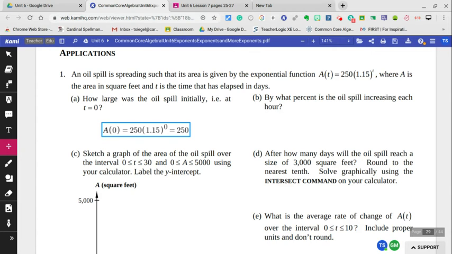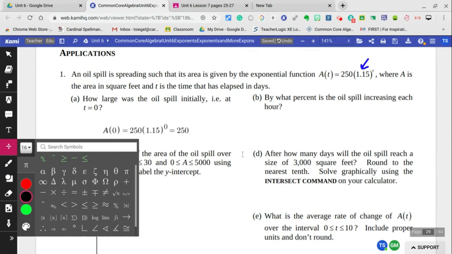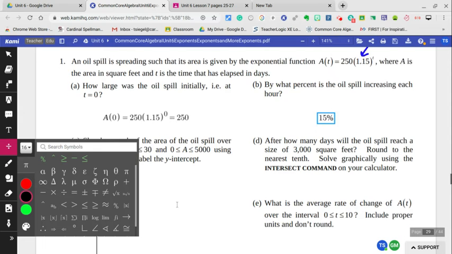is the oil increasing each hour? Well, we know it's increasing because this is greater than 1, right? And we know the percentage is the decimal part. So it's 15%. If you're going to type it, maybe you want to do it with your keypad with drawn, but this is 15%. I find it's easier. I mean, I have a stylus and I have a touch screen, but without the touch screen, it's really crazy.